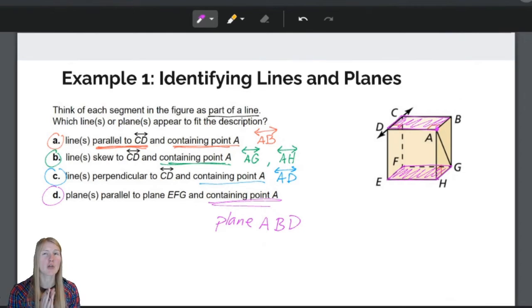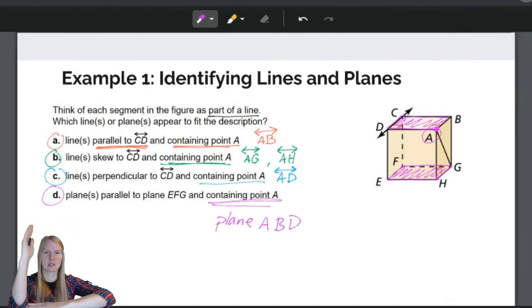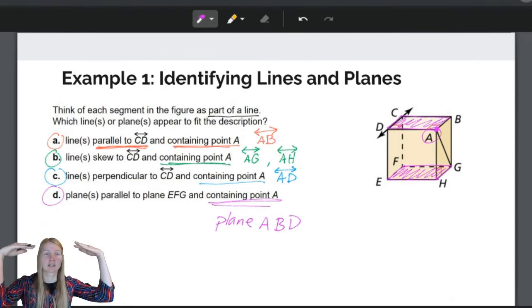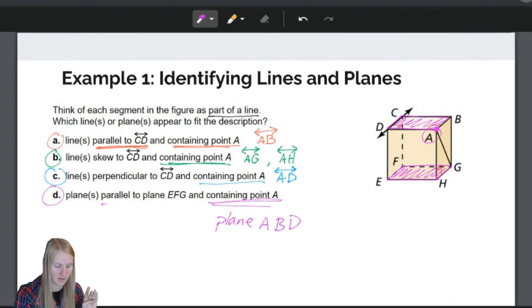Okay, are there any other planes parallel to the bottom of the box that include point A? No, right? All the sides of the box, if you think of the sides of a room, all of the sides of the box intersect the floor. All the sides of the room intersect the floor at a 90-degree angle. So no, the top of the box is the only one parallel to the bottom of the box.